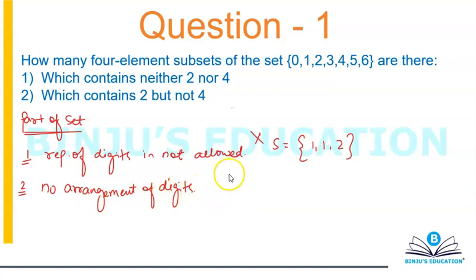You will not say, okay, I have a set which has elements like 1, 2, and I have another set which has elements like 2, 1. No, this is incorrect. They both are the same sets. S1 is exactly the same as S2. That is, there is no such thing as arrangement of elements.